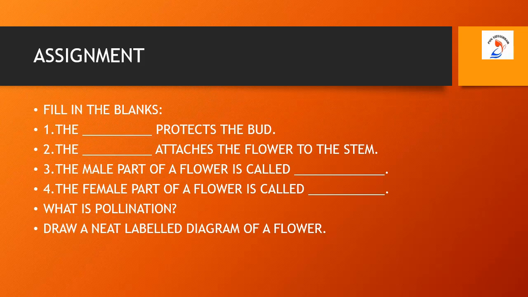Here is a simple assignment for you, children, to check whether you have understood the concepts. Fill in the blanks. The dash protects the bud. The dash attaches the flower to the stem. The male part of a flower is called dash. The female part of a flower is called dash. Next comes the question part. What is pollination? Then draw a neat labeled diagram of a flower.